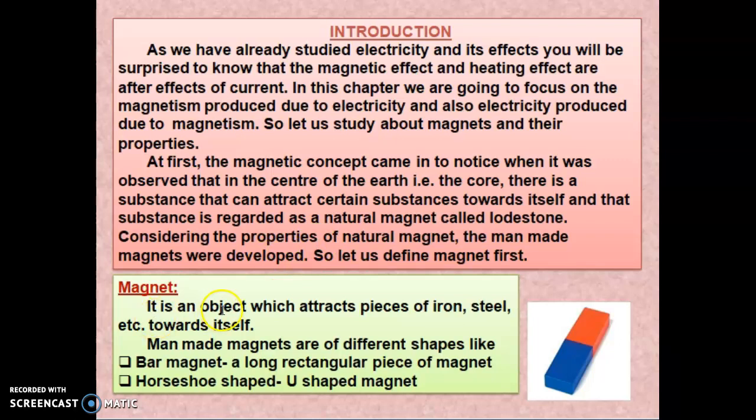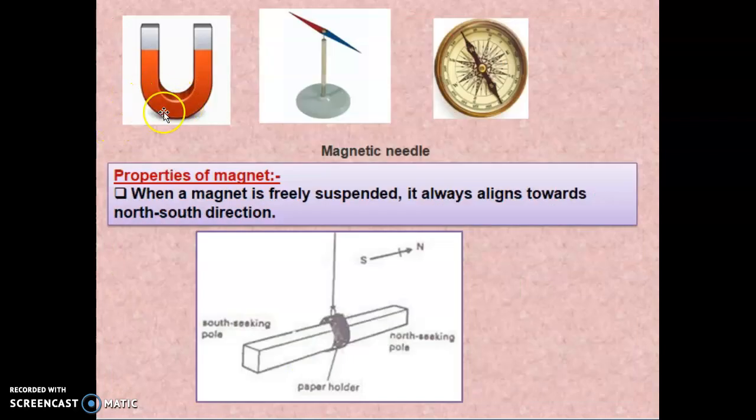A magnet is an object which attracts pieces of iron, steel, etc. toward itself. Man-made magnets are of different shapes, like a bar magnet, a long rectangular piece of magnet. So this is a bar magnet, and it is long and rectangular. Next is a horseshoe or U-shaped magnet. And next, the magnetic needle. These are examples of the magnetic needle. First we will see the properties of a magnet.